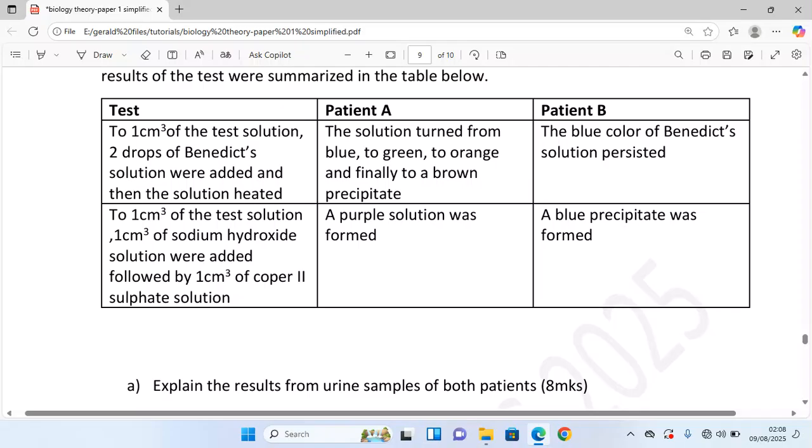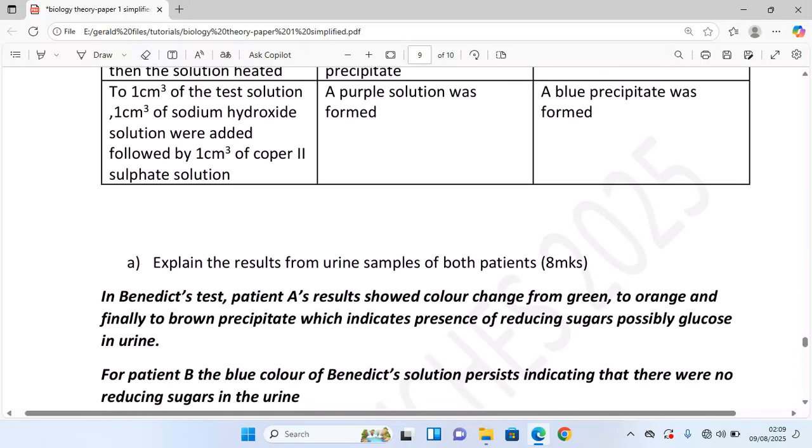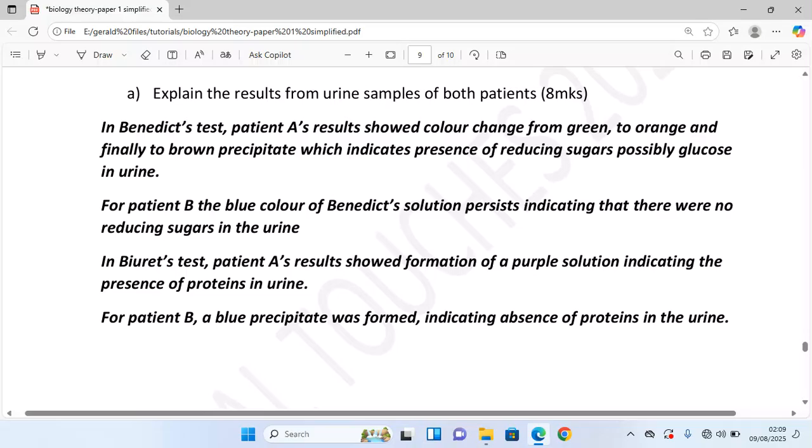B, the Benedict color persisting blue and the blue precipitate forming, still blue is the color of copper 2 sulfate alone. It means patient B, the samples are negative, but these ones are positive. They are testing presence of glucose and proteins in urine. So those are the explanations I expected here that explain the results from urine samples of both patients.